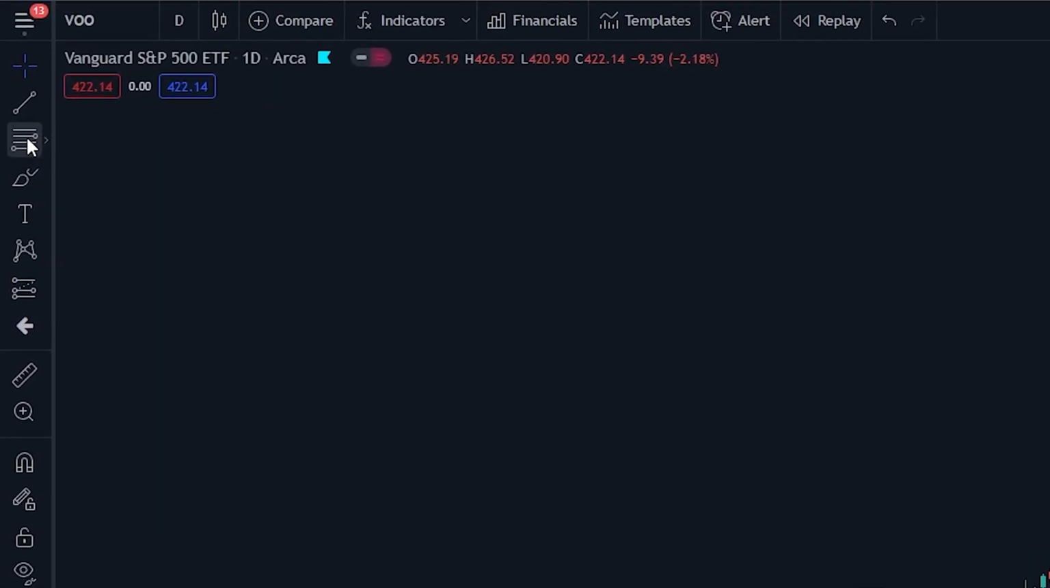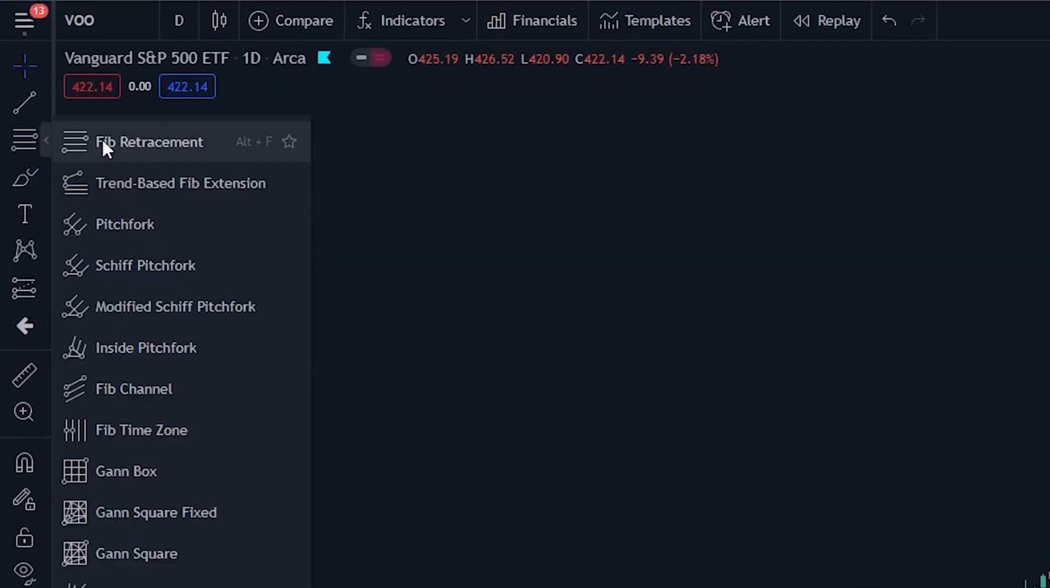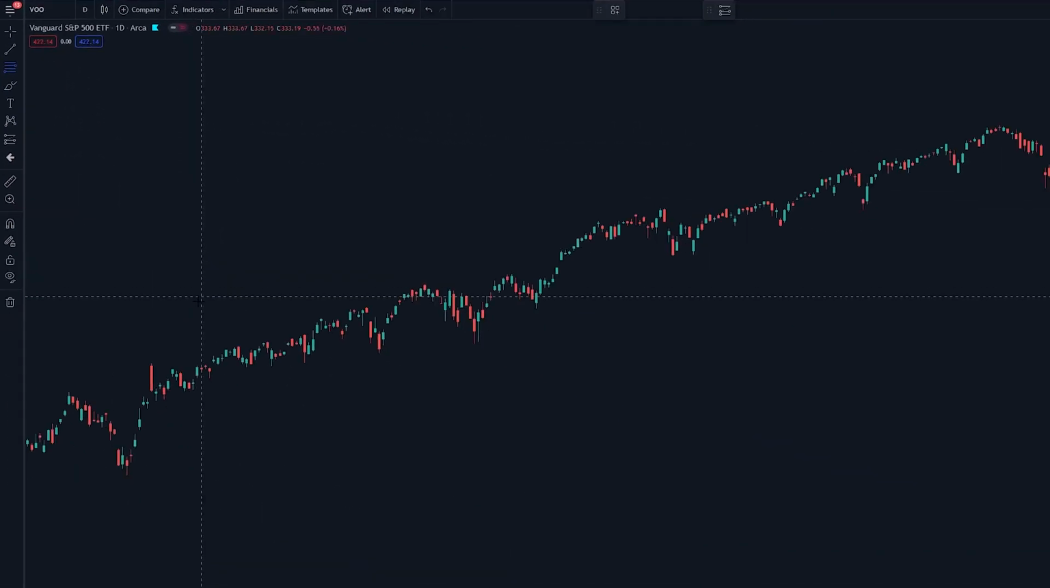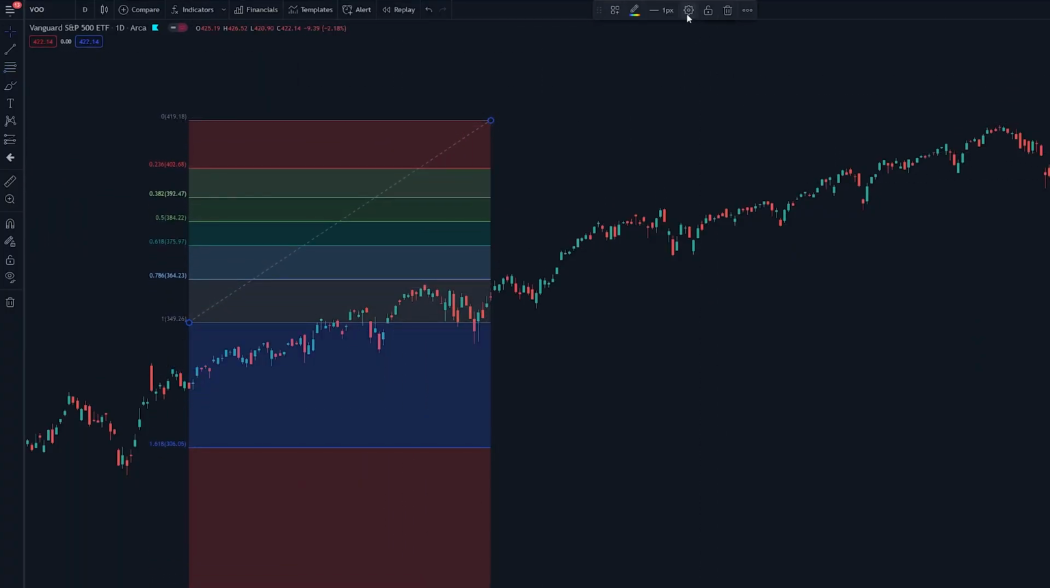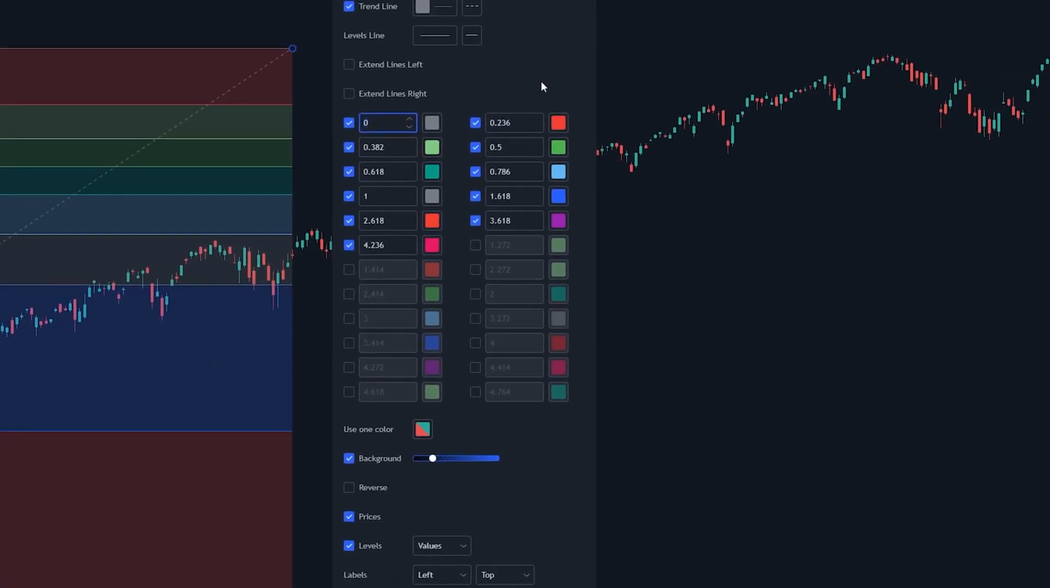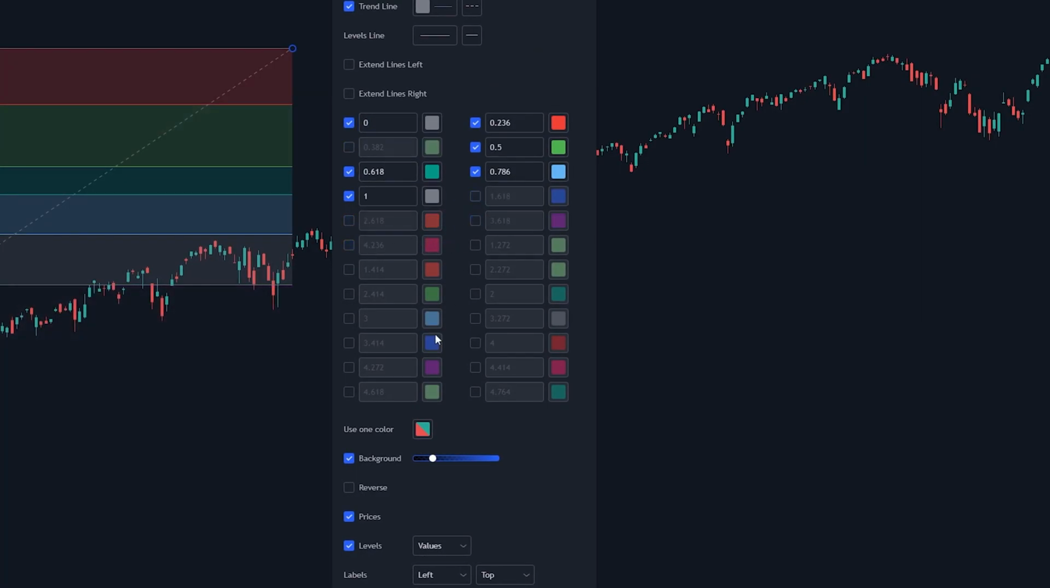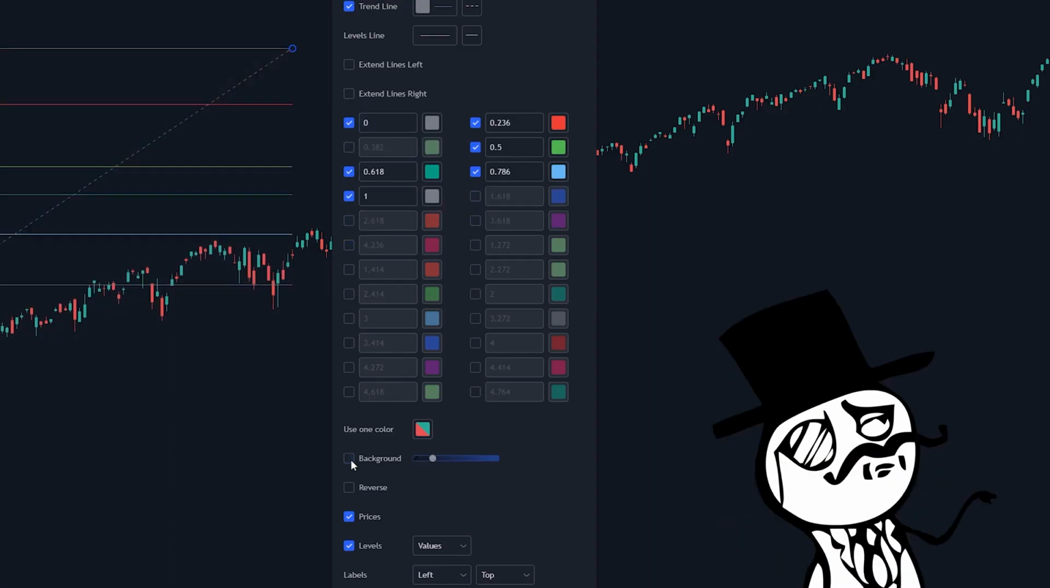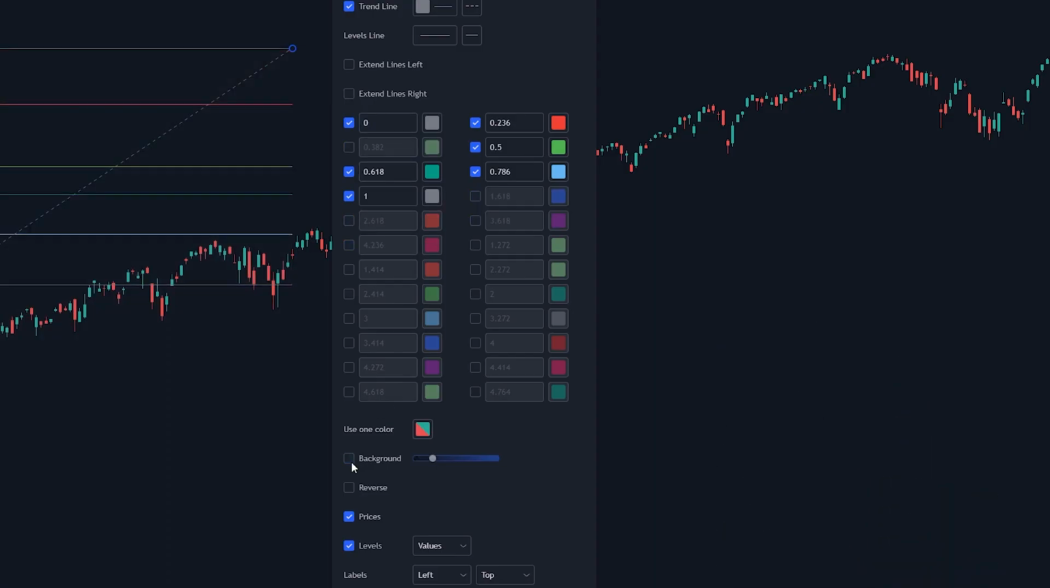Next, click on this icon right here. Make sure it's on the Fibonacci retracement. Just place it anywhere on the chart and click the settings icon. What we want to do is uncheck 0.382 and then uncheck all the other boxes after 1. Next, uncheck the background. I know the colors are fancy and cool, but this mostly just makes your chart messy.